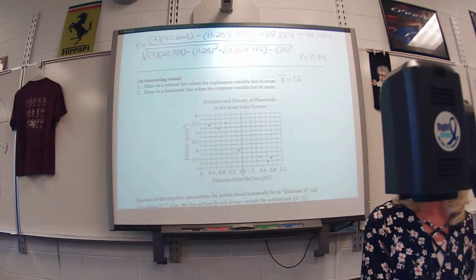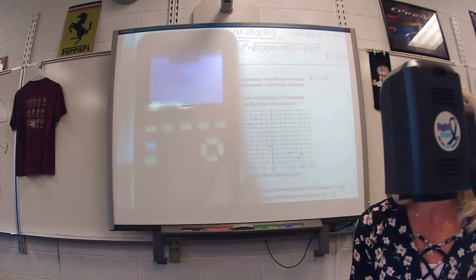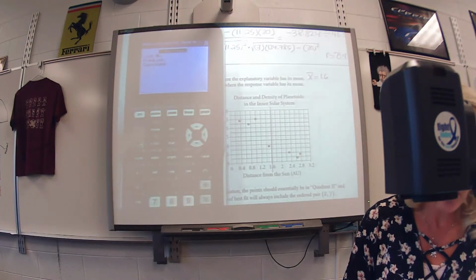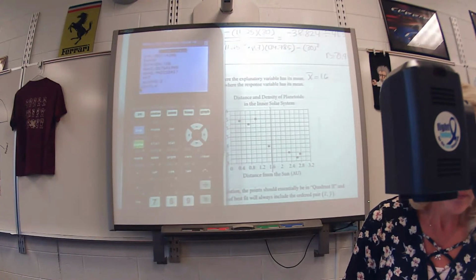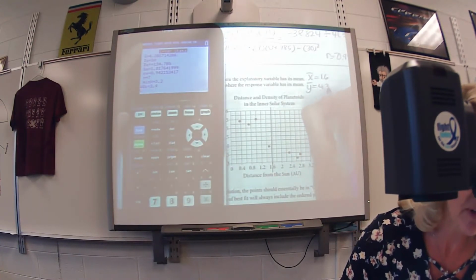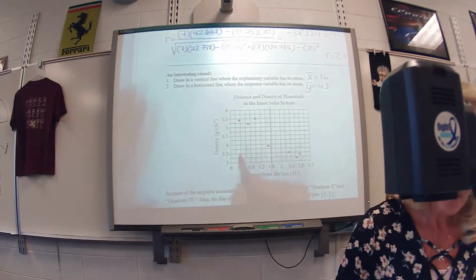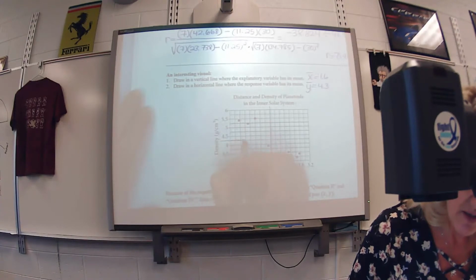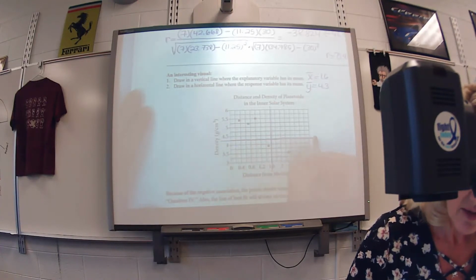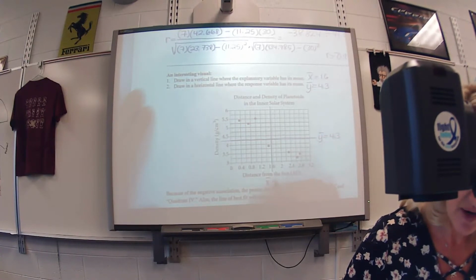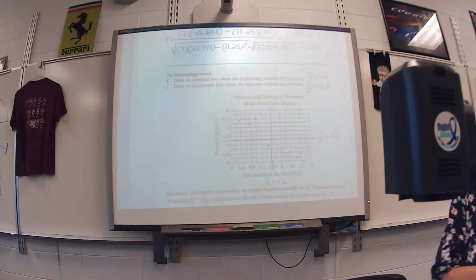Draw in a horizontal line where the response variable has its mean. So I'm going to do a quick one variable statistic off of L2, 4.3. So Y bar is 4.3. 4.3 would be right about here. This is Y bar equals 4.3. This is X bar equals 1.6.